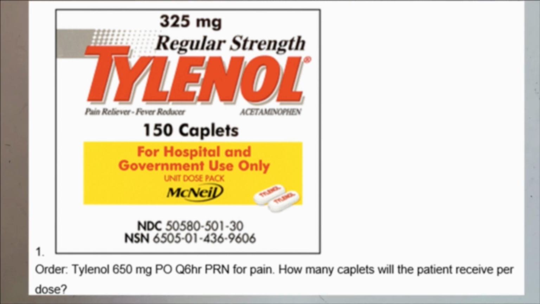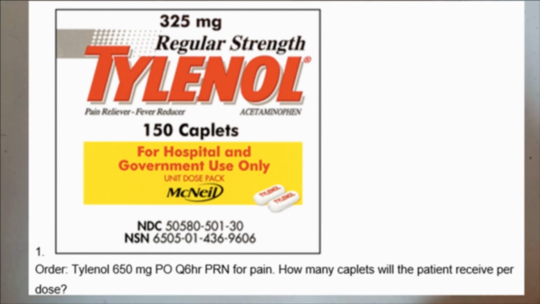On the label it says you have 325 milligrams, regular strength Tylenol, okay? So pain reliever, fever reducer, acetaminophen. Acetaminophen is the generic name, okay? Know that that's the generic name. And Tylenol, the big one, is your trade name, okay? The trade names can be different, but the generic name stays the same, okay?